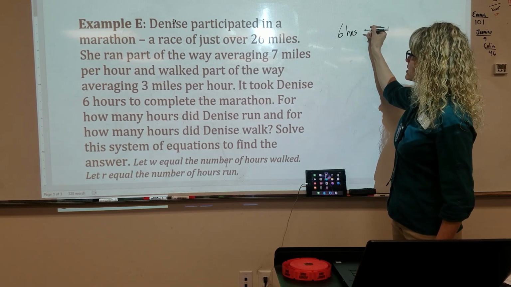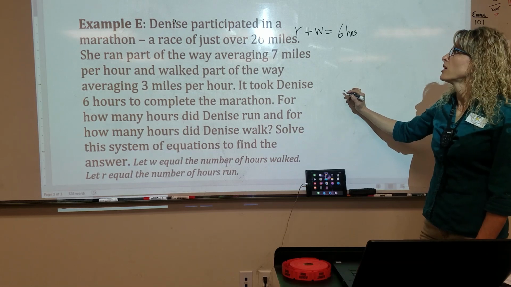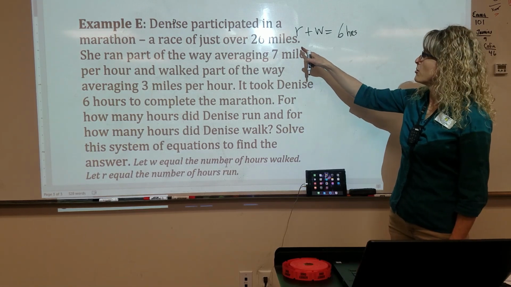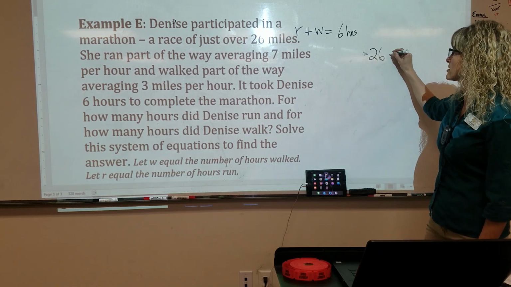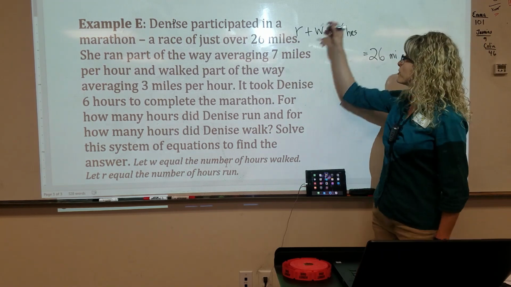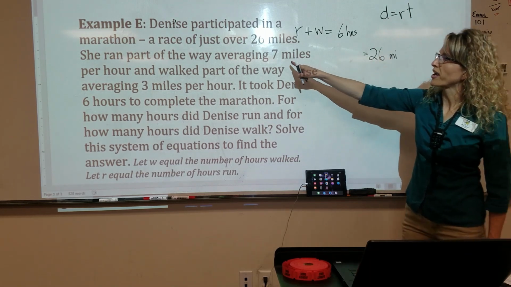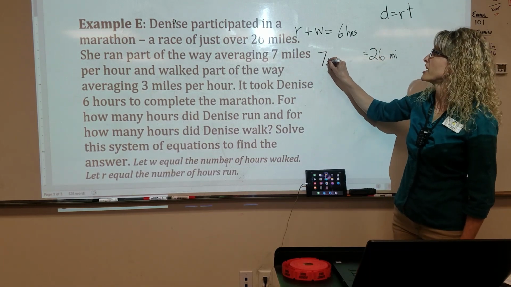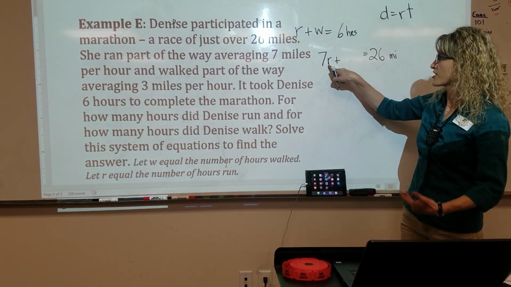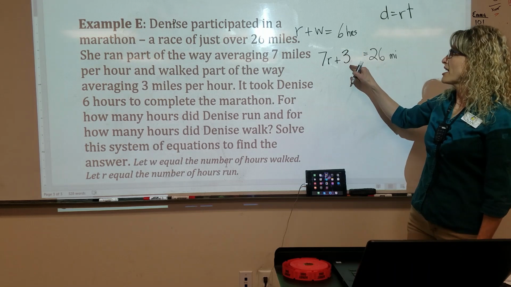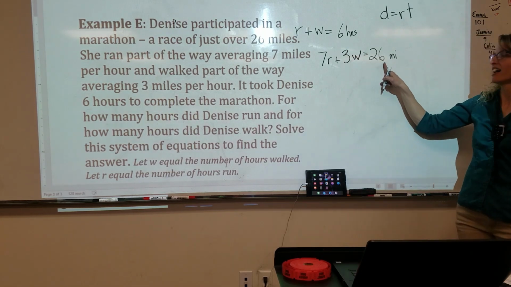6 hours. And she ran and she walked, right? But she also had a distance to go. So we know there's distance information. Well, if you know the distance formula, the distance is rate times time. Well, we know a rate: 7 miles per hour for running times the hours ran, plus 3 miles per hour times the number of hours walked. It's going to add up to her distance.